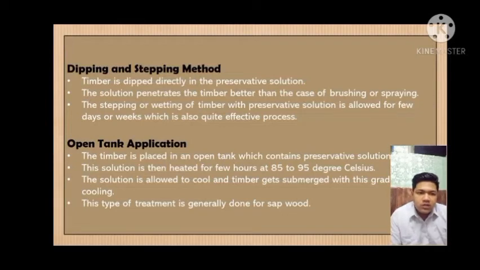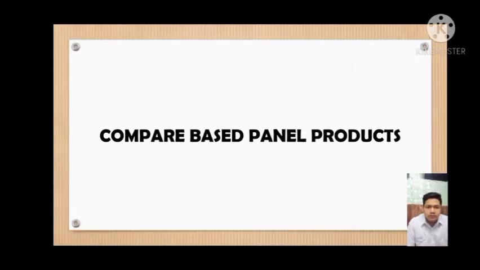The timber is placed in an open tank which contains preservative solution. The solution is then heated for a few hours at 85 to 95 degrees Celsius. The solution is allowed to cool and the timber gets submerged with this gradual cooling. This type of treatment is generally done for sapwood.